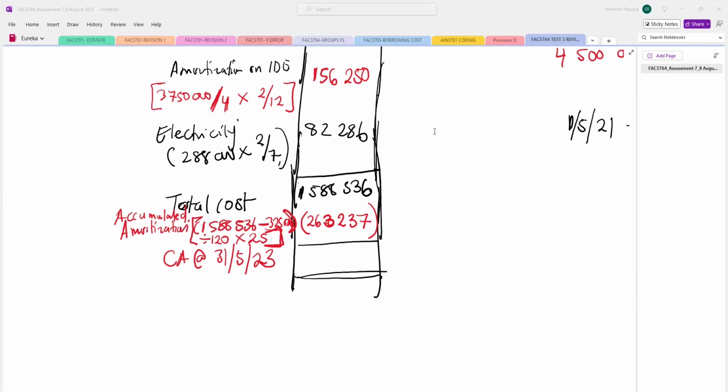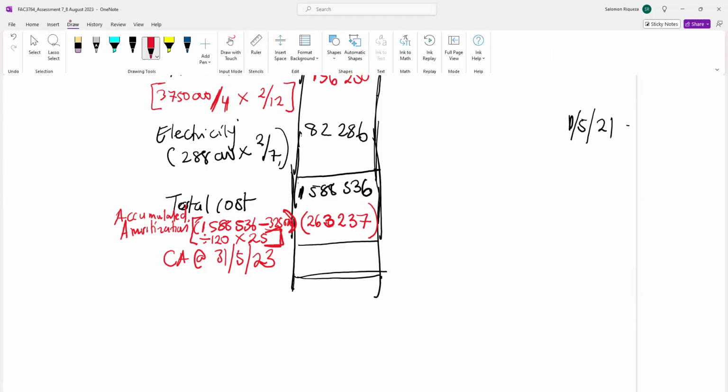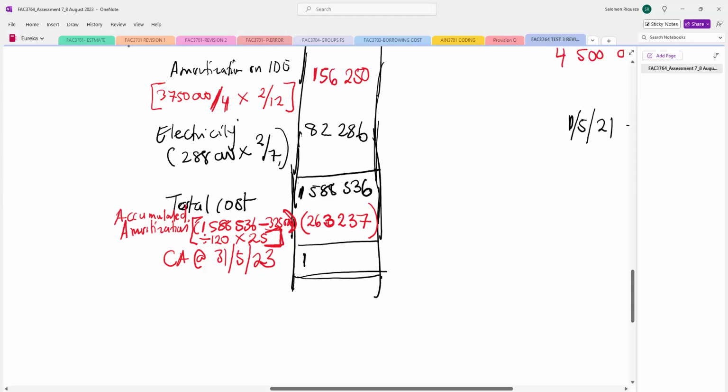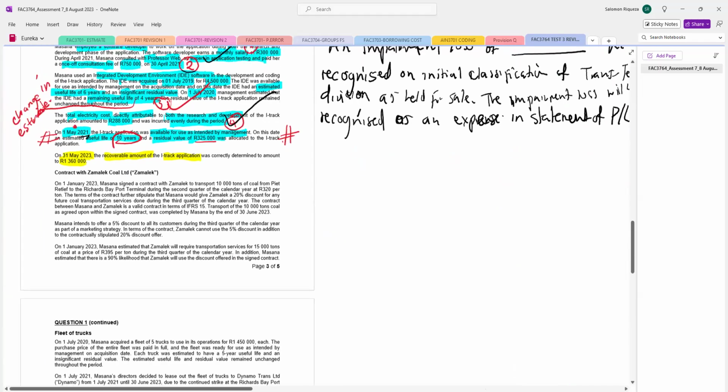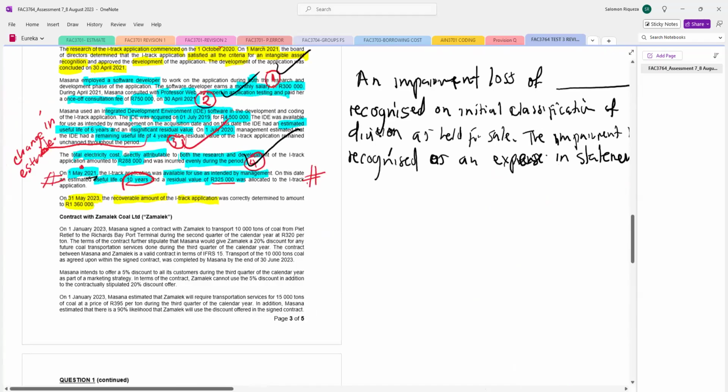Yes, I want to take you back to the change in useful life. The change in useful life was estimated on the 1st of July 2020, right? Let me go back to where you're talking about. So it's here. Okay. I want to understand, if the change in estimated useful life was made on the 30th of June 2020, how are we going to calculate our carrying amount?